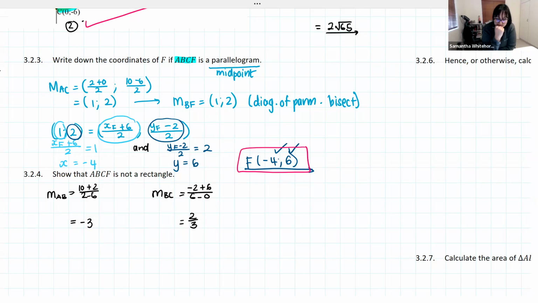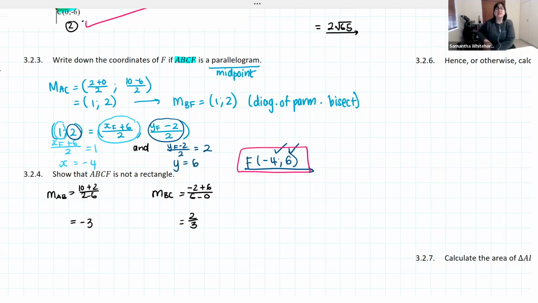You're going to say, if the gradients were perpendicular, when you multiply them, they're supposed to give you -1. So you're supposed to do something with that. Okay, perfect. That's exactly it.